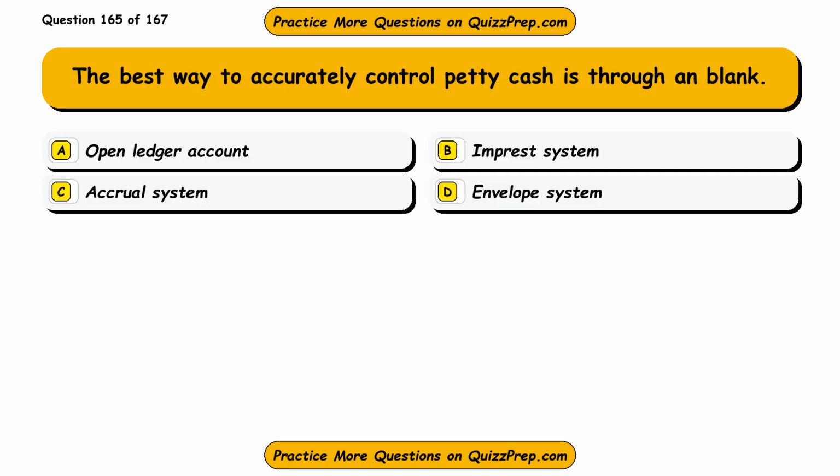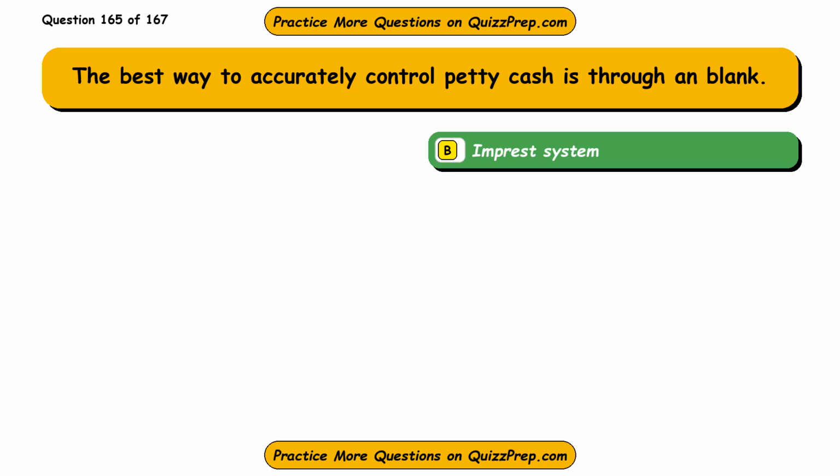Question 165. The best way to accurately control petty cash is through an blank. Option A, open ledger account. Option B, imprest system. Option C, accrual system. Option D, envelope system. The correct answer is option B, imprest system.